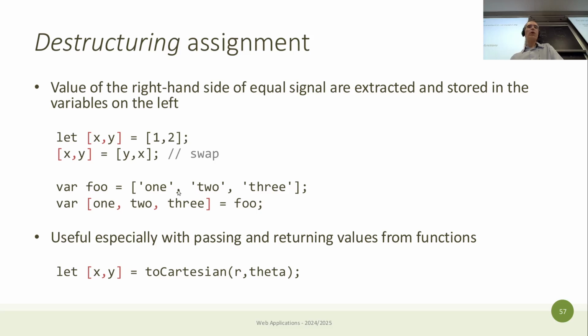So var foo = 1, 2, 3. There are three strings, and you can create three variables with names 1, 2, and 3. You assign foo, and 1 will get the string 1, 2 will get the string 2, and so on. That's exactly the same example as before. Here I use var. Well, I should not use it, right? There's no reason why it's a var.